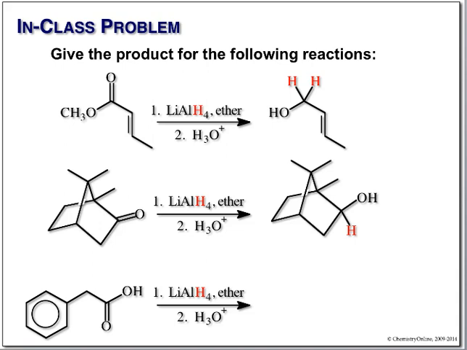Our final. Here we have a carboxylic acid. In our carboxylic acid, we're going to reduce it with lithium aluminum hydride. Just like an ester, we're going to add 2 moles. The OH group is going to be gone. Carbonyl is going to be converted to a primary alcohol. And we will get a product something like this. Any questions?